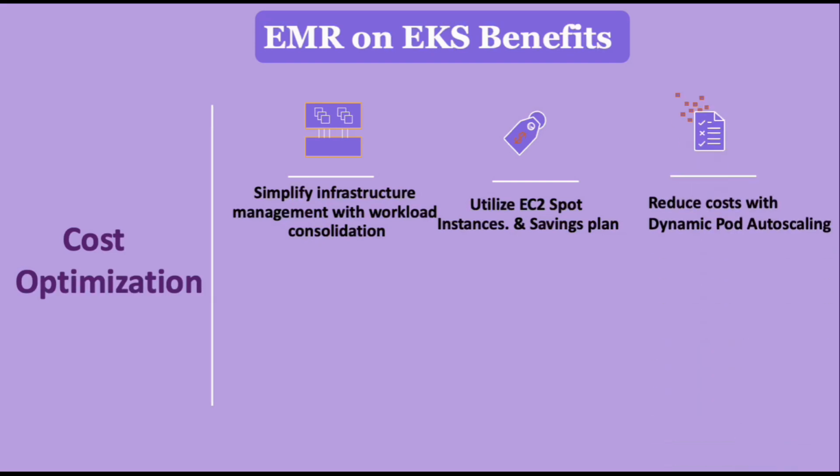And then EMR on EKS also supports something called dynamic pod autoscaling. It's like vertical pod autoscaling. That means changing the CPU or the memory resource configuration based upon the job requirements. So this is also another important feature, which got launched in the recent Kubernetes versions. And with this, they can right-size the pods properly to save cost.